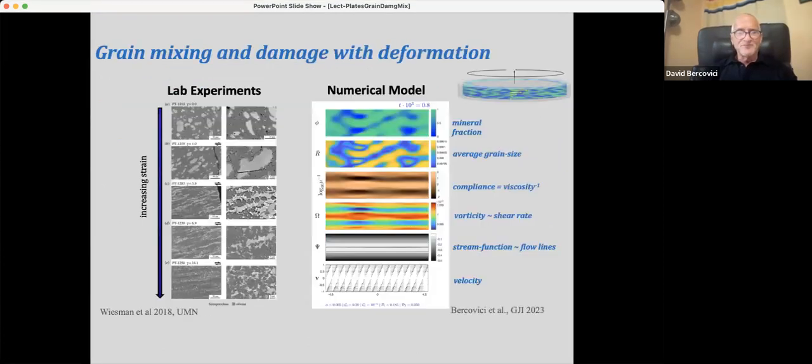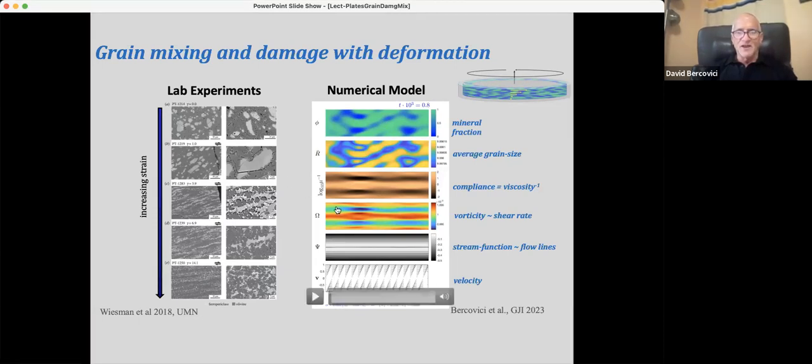So in the lab experiments, you can see that as you go to higher and higher strain, you start with large grains, and as they get smaller and smaller, they become more and more well mixed. We could do the same thing in our model. This top thing here, the blue and green, is what you're looking at with the experiments. It's the mixture of the two phases. You could say blue is pyroxene, or the one phase, and green is the other phase.